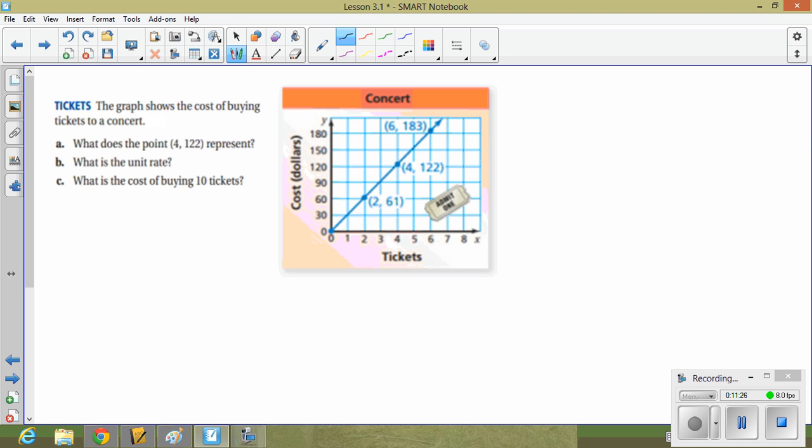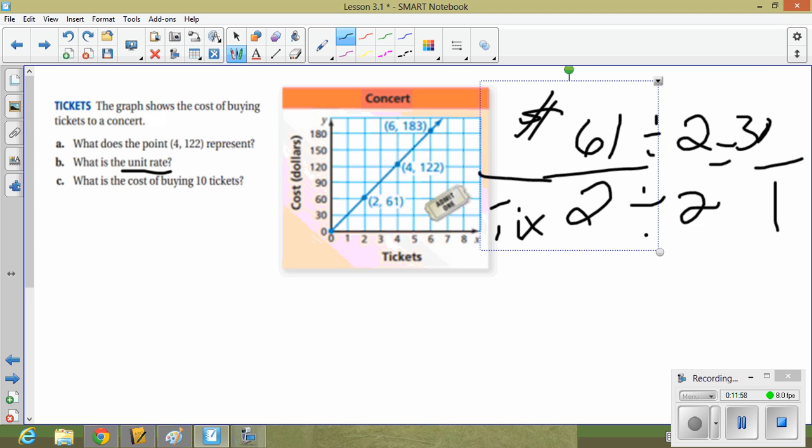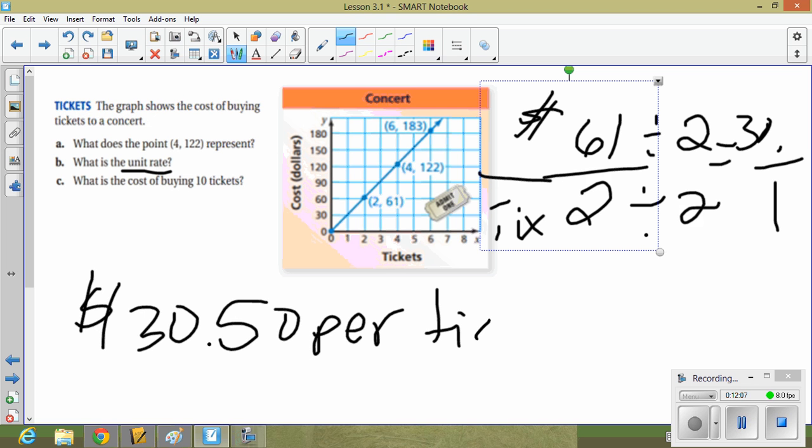What's the unit rate for question B? Question B is pretty much saying, what does it cost for 1 ticket? So $61 for 2 tickets. Okay, so I'm comparing dollars to tickets. So I'm going to take both of these numbers and divide them by 2 because I want my denominator to be 1. So take your calculator and do 61 divided by 2, and you should get 30.5. 30.5 or $30.50 per ticket.